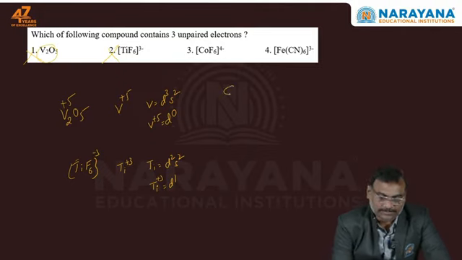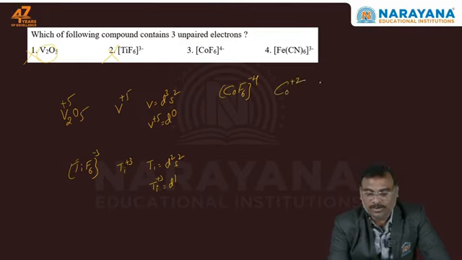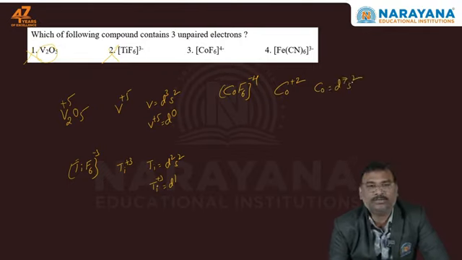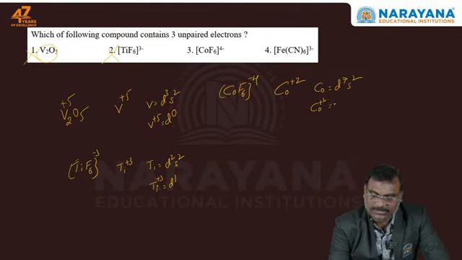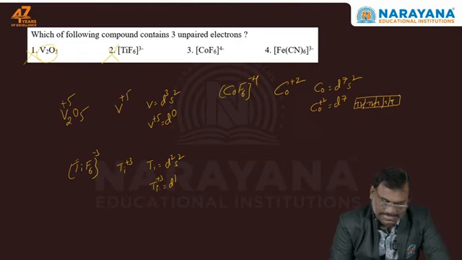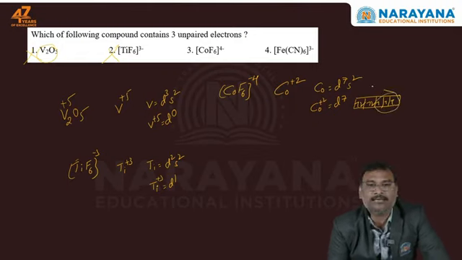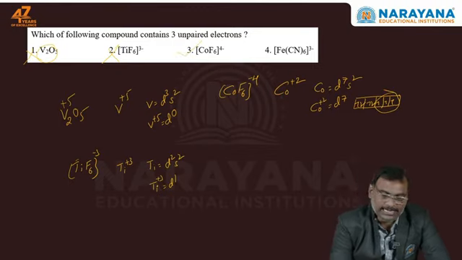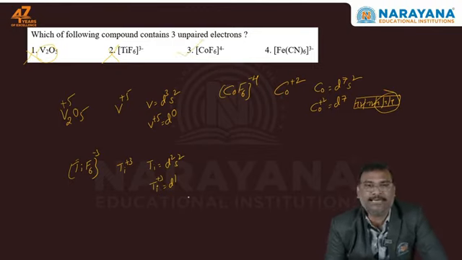Go for the third option, CoF6 4-. Here, the cobalt charge is +2. Cobalt 27 has configuration 3d7 4s2. Here, cobalt +2 is d7. According to the configuration, 1, 2, 3, 4, 5, 6, 7. Yes, there are 3 unpaired electrons in the complex hexafluoridocobaltate(II). So the correct option for the given question is 3.